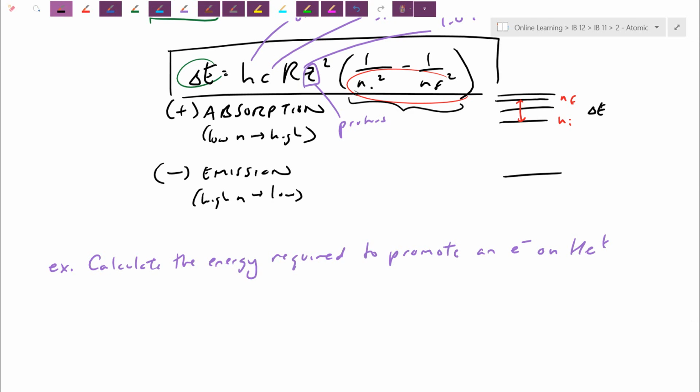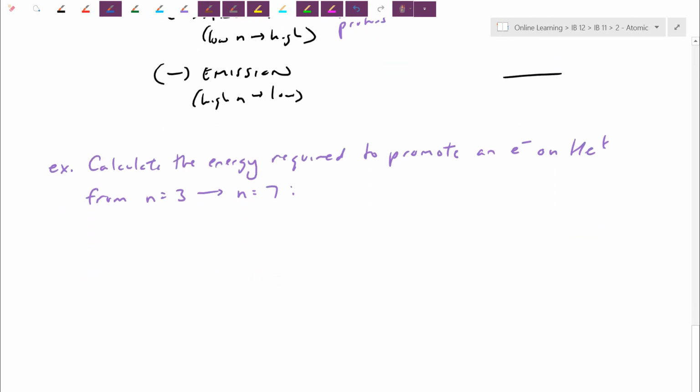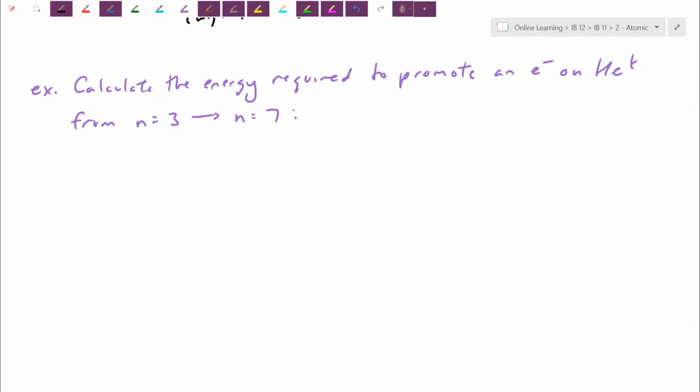Yes, the atomic number is different. I want to promote an electron on helium plus from, let's go from n equals 3, let's go bigger, n equals 7, right? So again, the picture is not all that hard. We have an energy level diagram. I have all my energy spacings here.